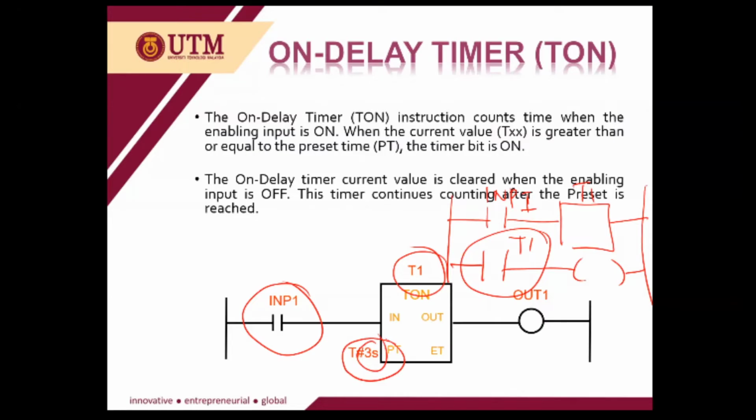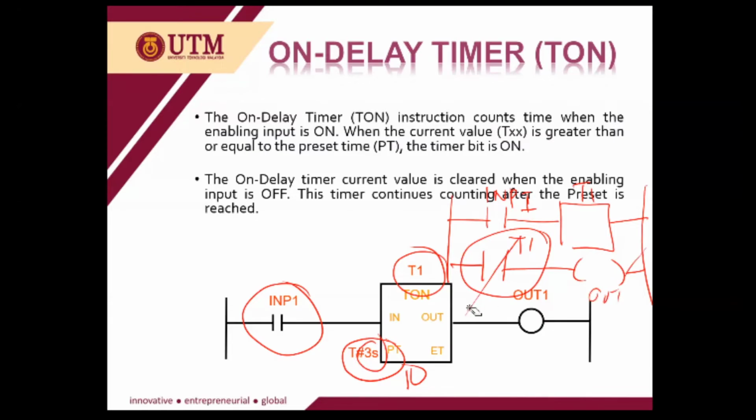Let's say you set it for 10 seconds. You press your input, it starts counting 1 second, 2 seconds, 3, 4, 5, 6, 7, 8, 9, 10. Then only T1 will be closed and you will get your output.